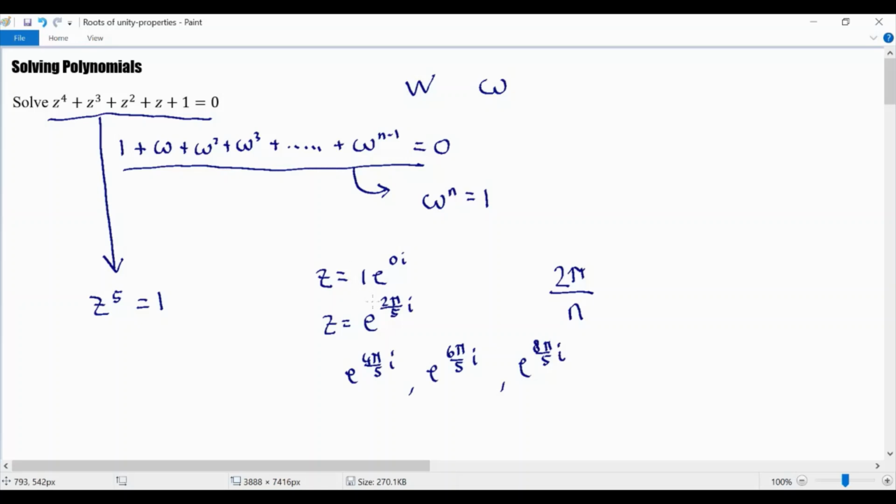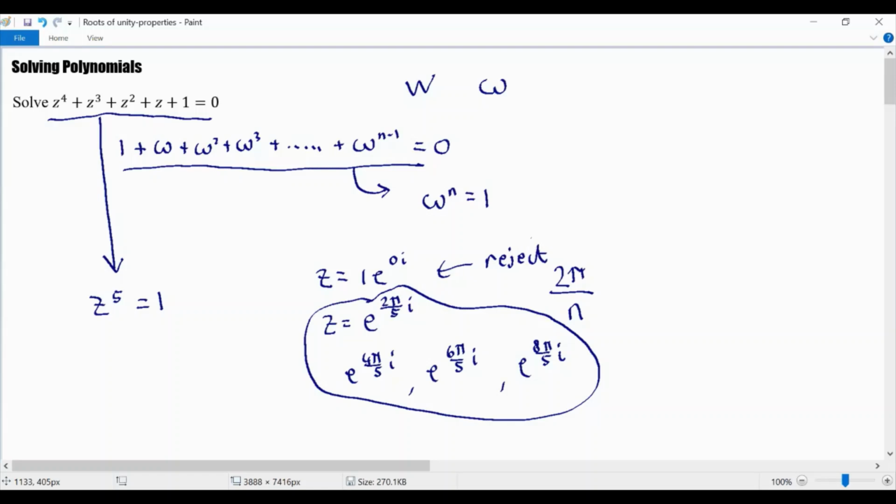The final solutions are therefore just these four. We're not going to have the 1. As I said, we reject that one because it wouldn't be included. But there you go. That's one example of how a roots of unity property can be used to help ourselves, because it's a very specific case, but this polynomial does just convert to a much easier equation to solve, and then we can find the solutions.